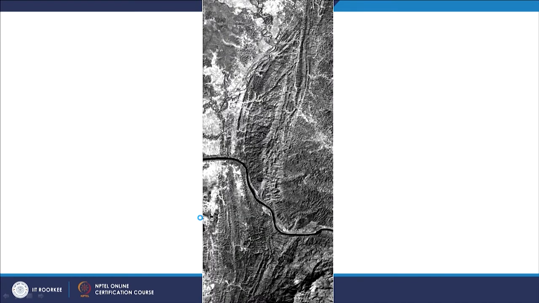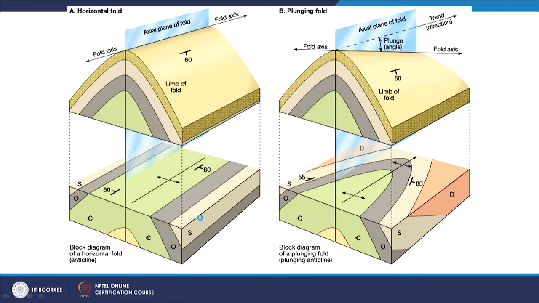If we look at the same area again in a radar image, it gives much more detailed information about the topography, these landforms, and interpretations can be done. We can create a merged product of optical images along with radar images and can do much better, more reliable interpretations. So we can do interpretations about anticline, syncline.